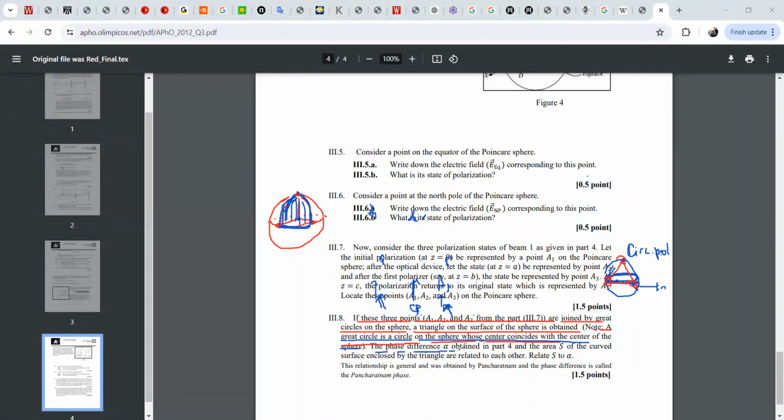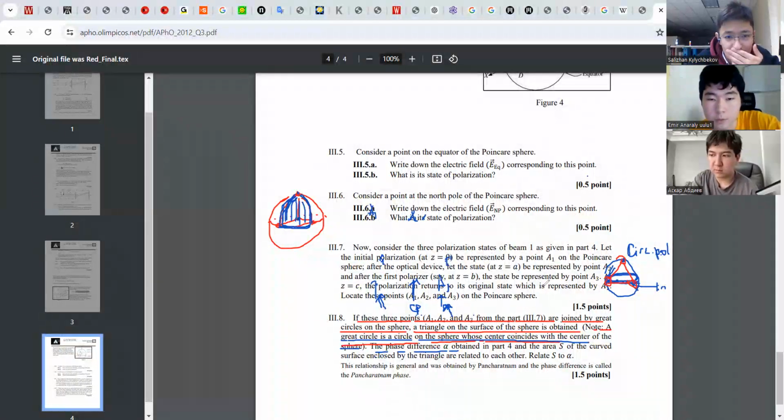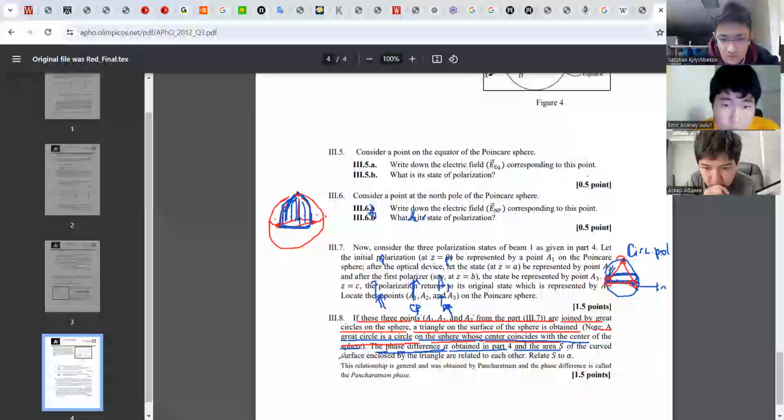The phase difference alpha obtained in part 4 and the area S of the curved surface enclosed by the triangle are related to each other дейді.